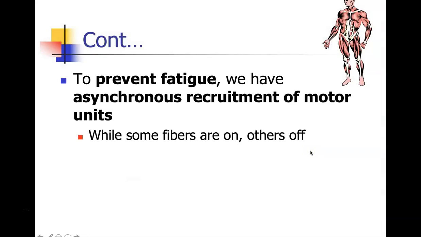Okay, so we can think about strength and muscle contraction, and we can also think about fatigue. We talked a little about fatigue last time, and we think a lot about how to prevent fatigue in our muscles. So to prevent fatigue, we have asynchronous recruitment of motor units. So that means that at some times, some fibers are on and others are off.